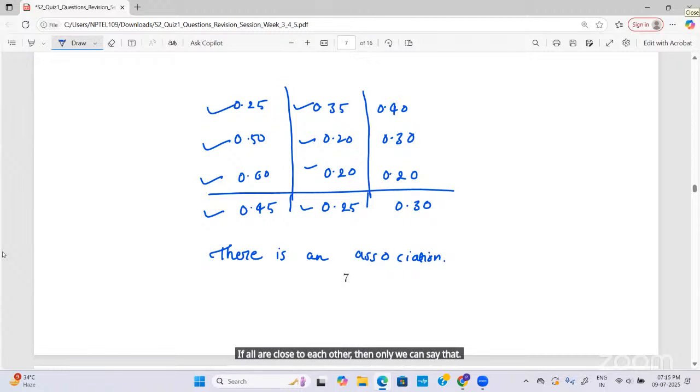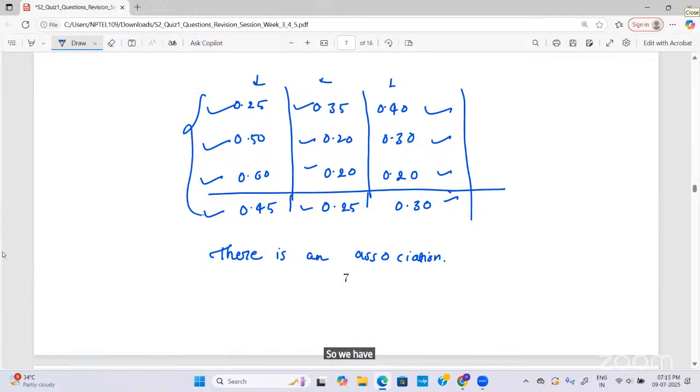We have to check for both row and column, or anyone we can also check. We have to check for all the rows, all the columns like this. So we have calculated the row relative frequencies, right? So we have to check these values are similar to each other or not. So you can see it is 0.25, this is 0.50, this is 0.60, and this is 0.45, which are not close to each other. Ma'am, we have to check row wise or column wise?